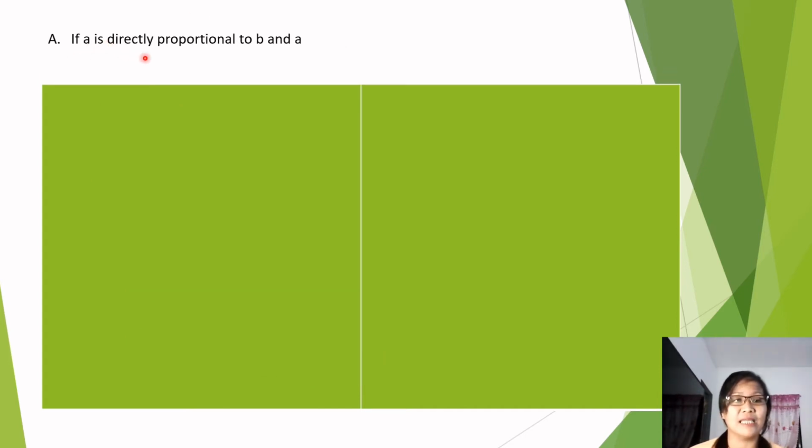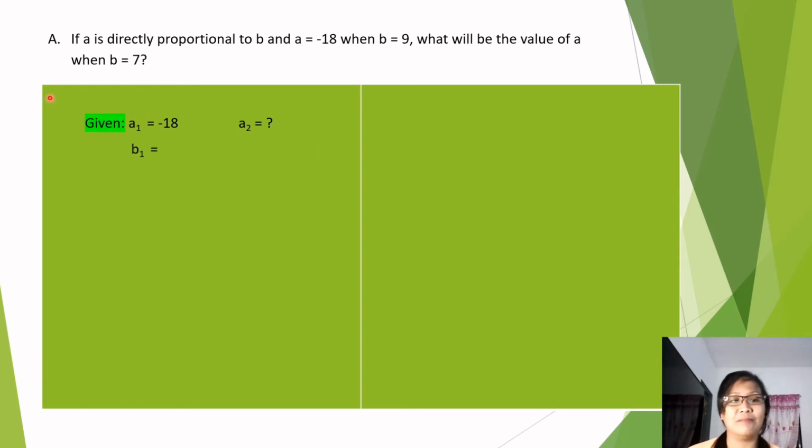If A is directly proportional to B and A is equal to negative 18 when B is equal to 9, what will be the value of A when B is equal to 7? Next, of course, we need to find the given first. A sub 1 is negative 18, A sub 2 is unknown, and B sub 1 is 9, B sub 2 is 7.